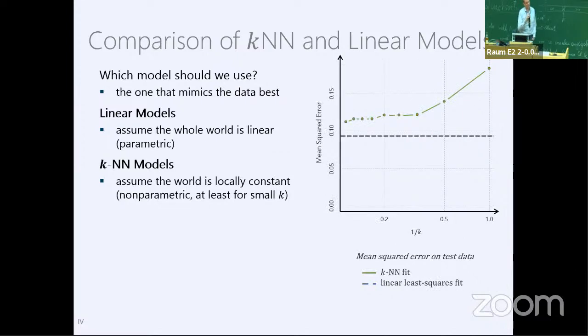Now, for this particular data set, if we quickly look at what happens when we change the value of k from 1, which is all the way at the right-hand side, because the axis is 1 over k, that allows me to plot things.